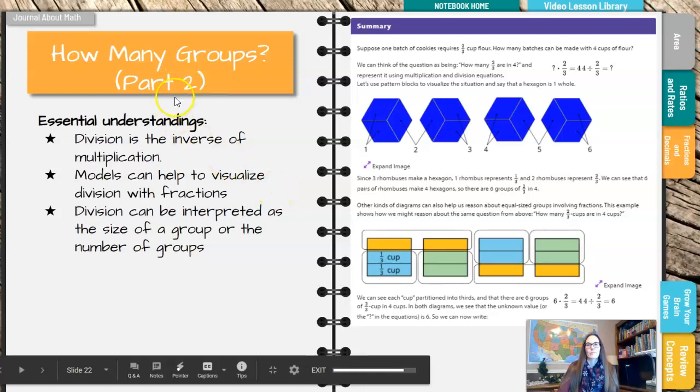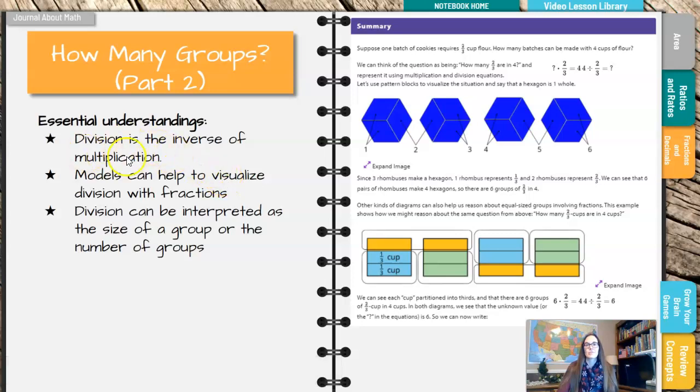This lesson on how many groups part 2 really brings the previous two lessons together. It continues this idea that division is the inverse of multiplication, that they're related within a fact family, and we can use those two operations to help us solve problems. It also continues the idea of using different types of modeling to help us with division problems.